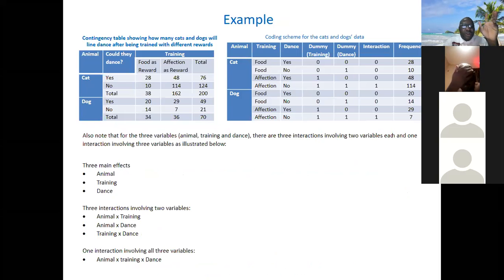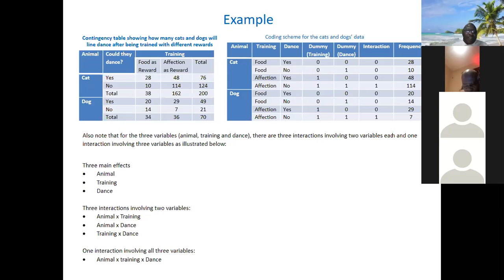So, 3 main effects. What I want us to look at is that there are 3 variables, and each of them has effects. You call it the main effect of each of the variables. Then the interaction effects. How many ways can you pair them? It's 3 ways, as we have already said. Look at it: animal by training, animal by dance, and training by dance. Those are the 3 ways.